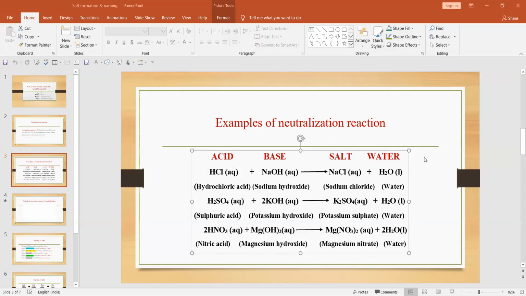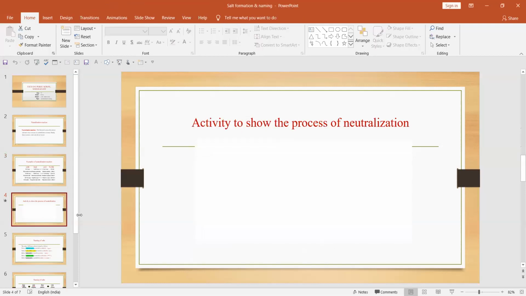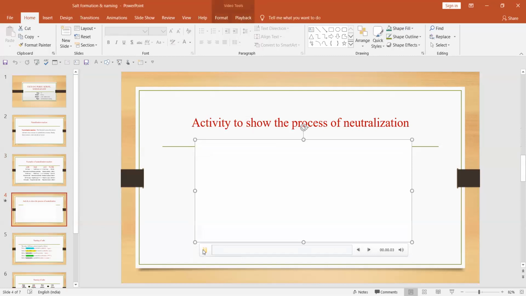So in all these cases what is common here? The common thing is acid plus base, the product will be salt and water. So in all the neutralization reactions, the acid reacts with the base, the product is salt and water. Now in order to show that the acid reacts with the base to produce salt and water, let us perform one activity. I have one video regarding how to perform the activity, and let us watch this video.